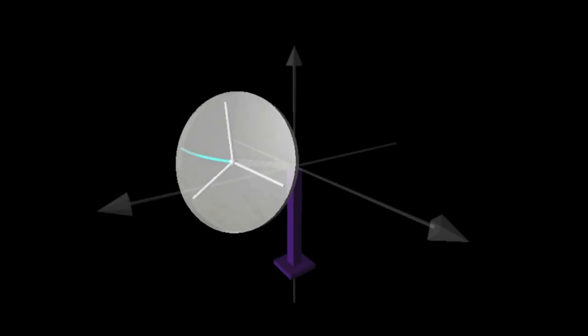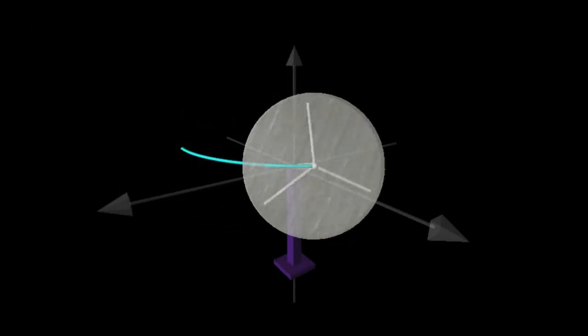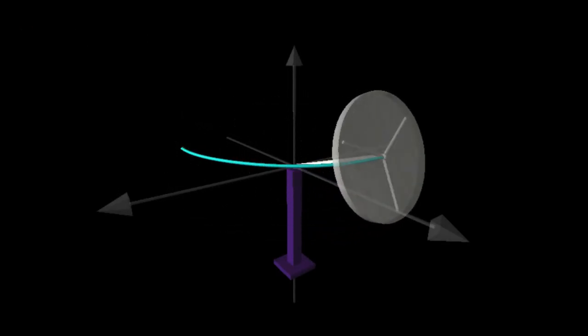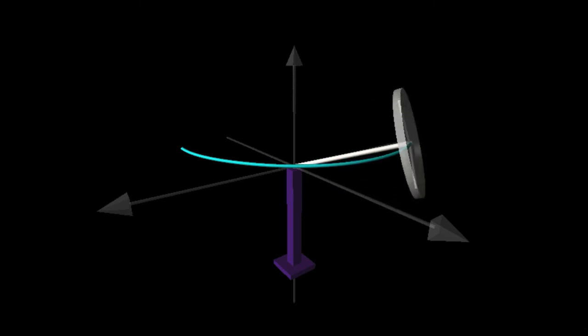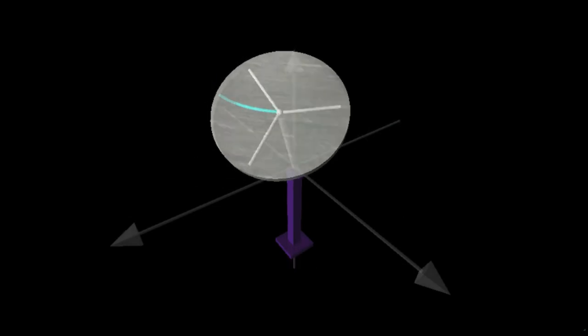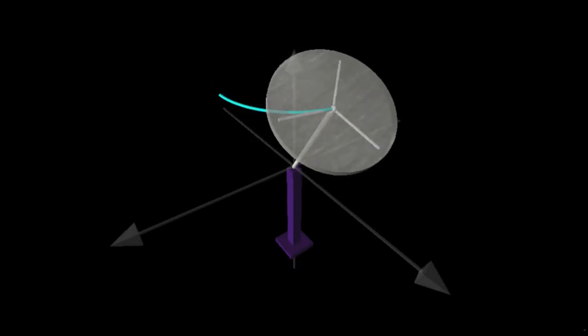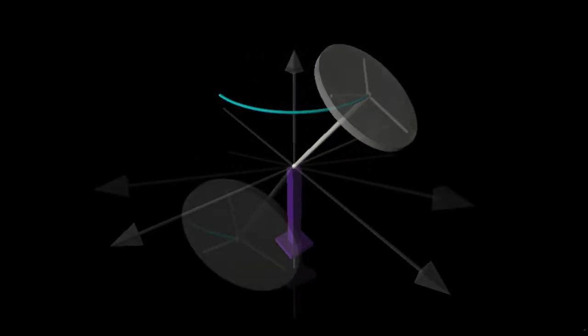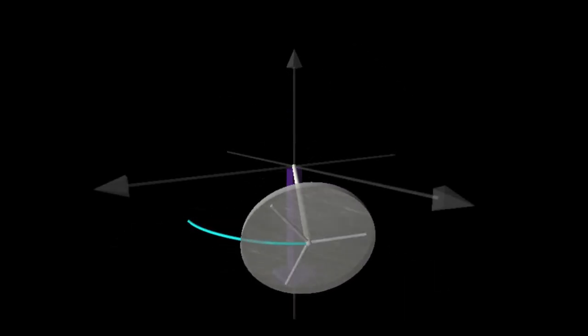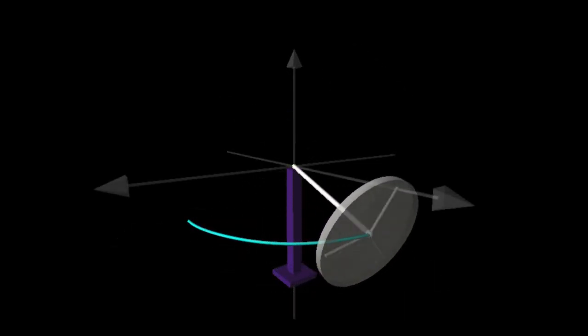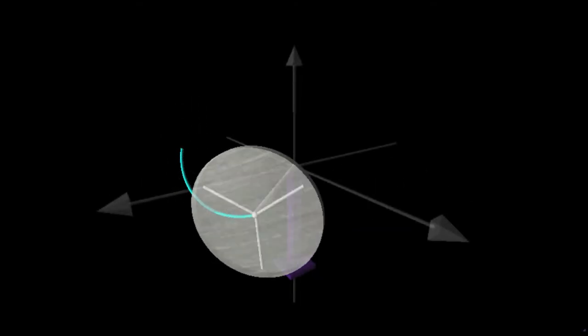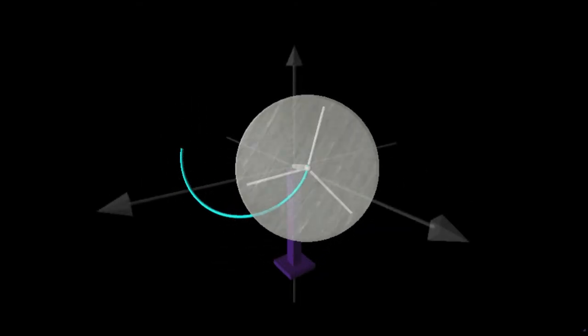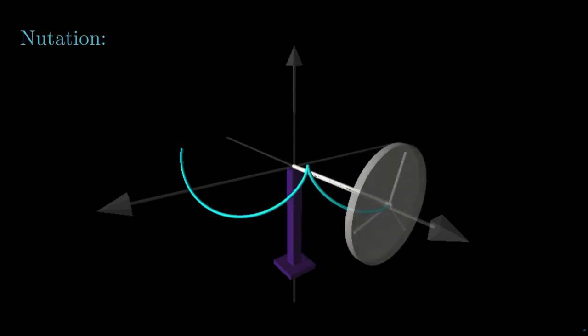Let's start this simulation again, adding a trail to the center of the disk so you can see the path that it follows. We can also arrange for the top to precess at an angle high above the xy plane, or at an angle well below the xy plane. For some initial conditions, the top will bob up and down. This type of motion is called nutation.